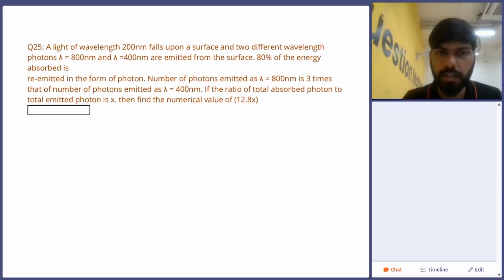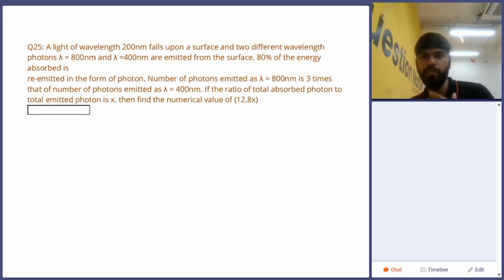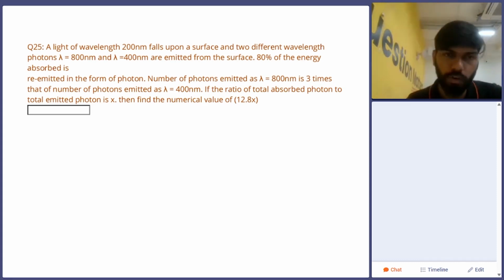Okay class, next question, that is about light wavelength. A light of wavelength 200 nanometer falls upon a surface, and two different wavelength photons, lambda 800 nanometer and lambda 400 nanometer, are emitted from the surface. 80% of the energy absorbed is re-emitted in the form of photons. The number of photons emitted at lambda 800 nanometer is 3 times that of photons emitted at lambda 400 nanometer.